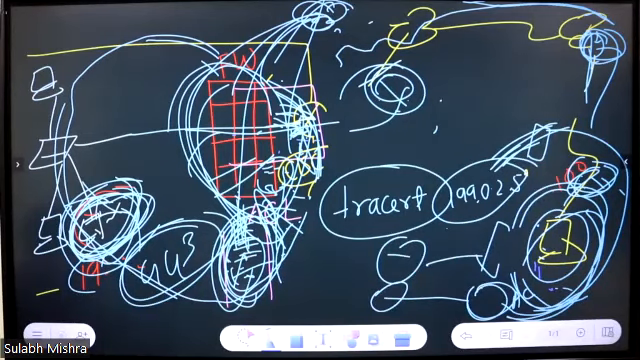What I'm saying? Tracert, ping, ipconfig, telnet, SSH, and netstat. Anybody knows what is the use of the netstat command?